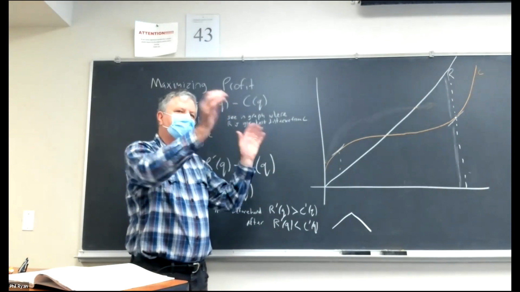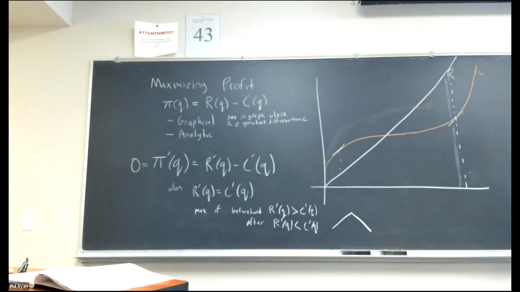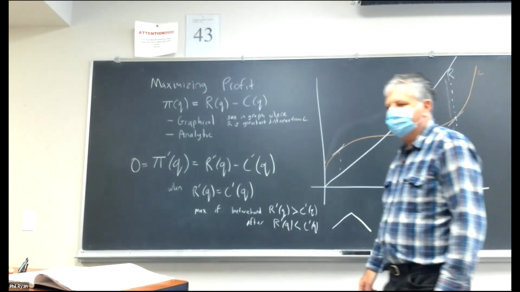Okay, so all we've done is put together things that we've done before. We've looked at profit, revenue and cost before. We've looked at maximum and minimum before, and now we're just blending them together and doing the same thing.